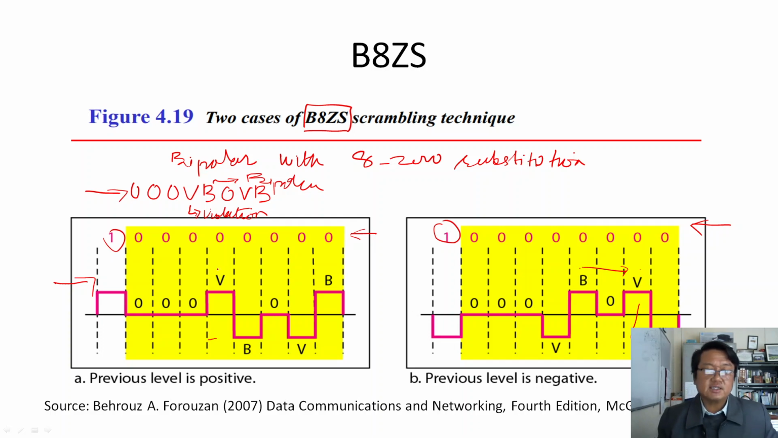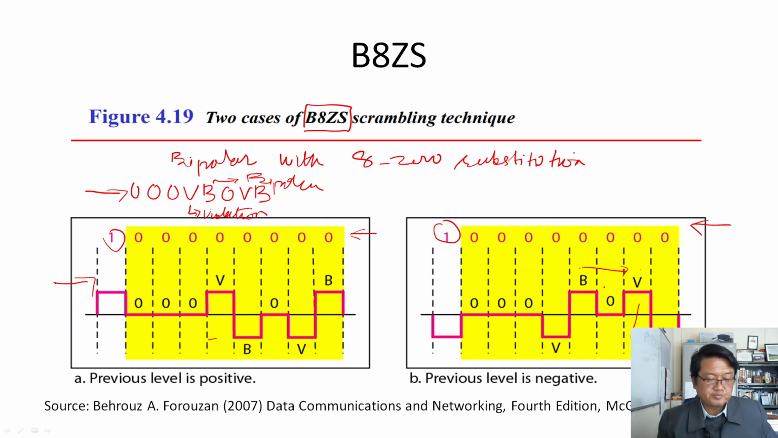Now if you look at this, there are two different ways of combination depending upon whether the previous level is positive or negative. If the previous level is positive, then we have this sequence of pattern. If the previous level is negative, then we have this sequence. So these are two ways of representing the scrambling of consecutive zeros. This is how consecutive zeros are being avoided.